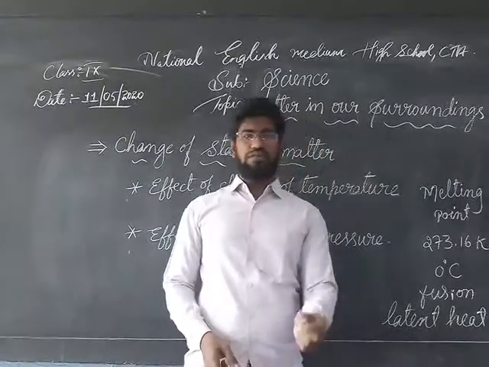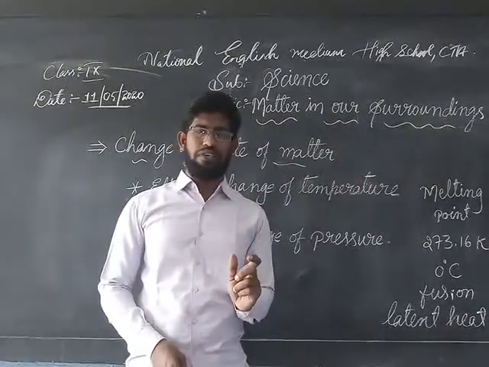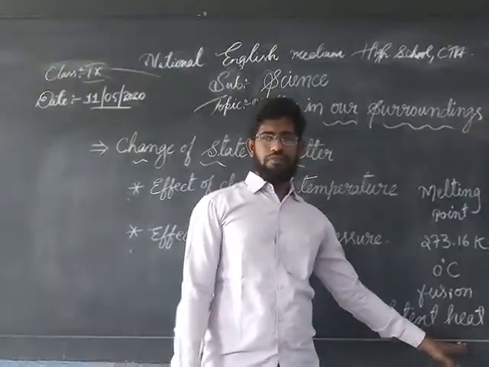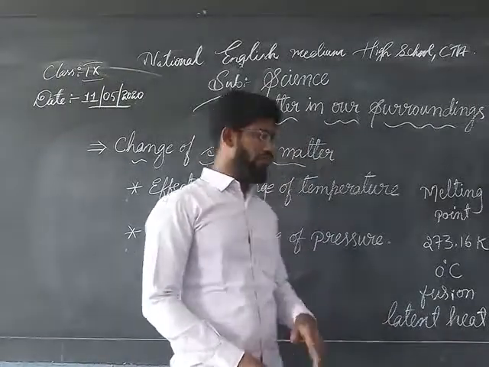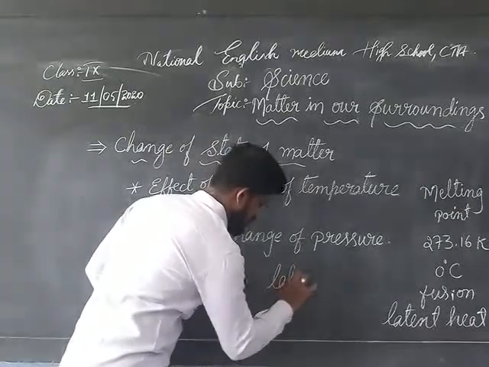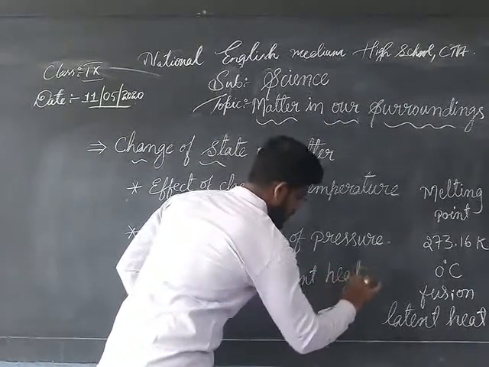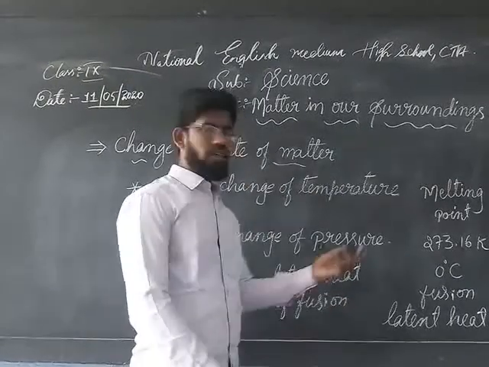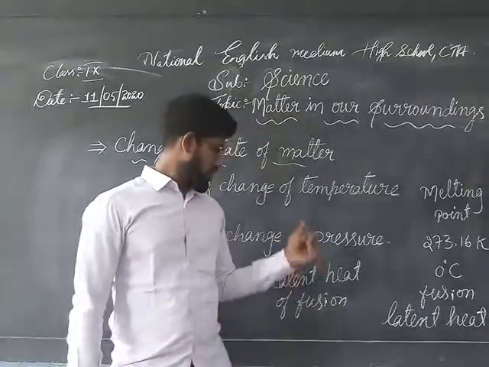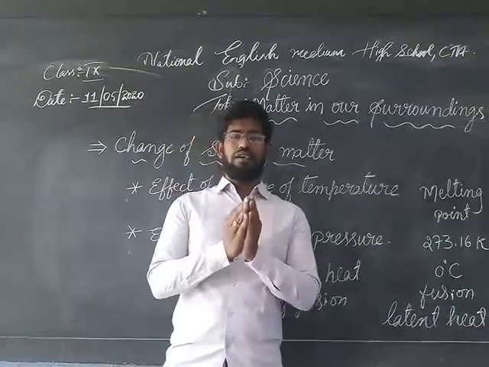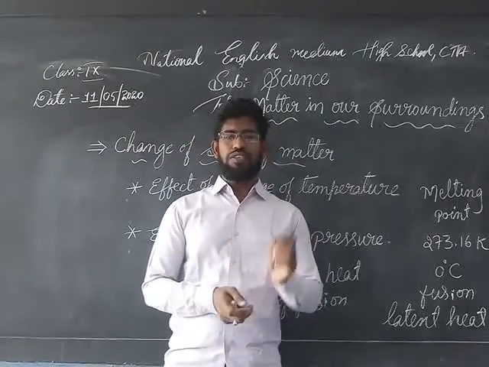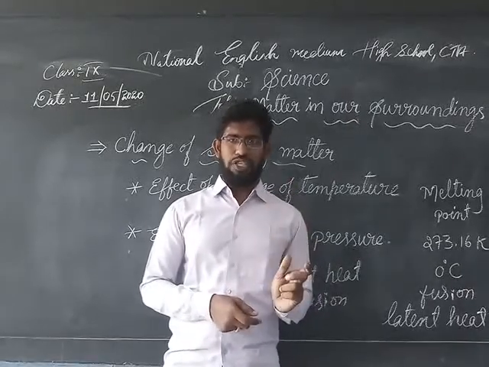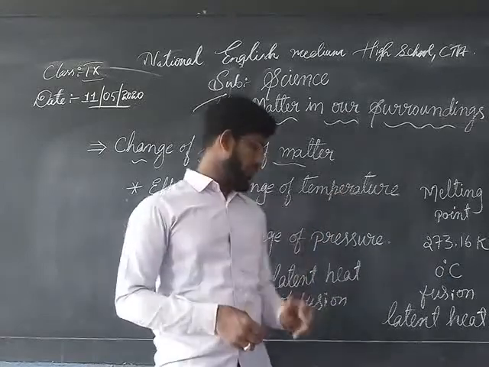This excess energy, which is hidden into the content of the beaker, which is hidden into the ice, that hidden energy is called latent heat. Understood? Then what do you mean by latent heat of fusion? Fusion, as you know, is nothing but the melting. So the latent heat of fusion is the heat energy which is required to convert 1 kg of solid into liquid at atmospheric pressure and at its melting point.